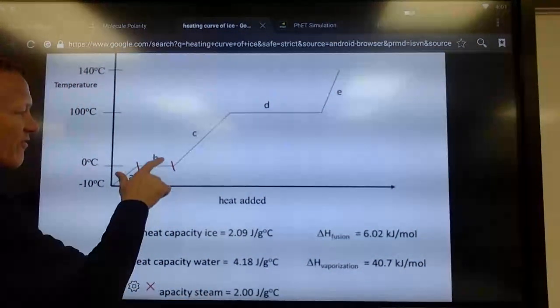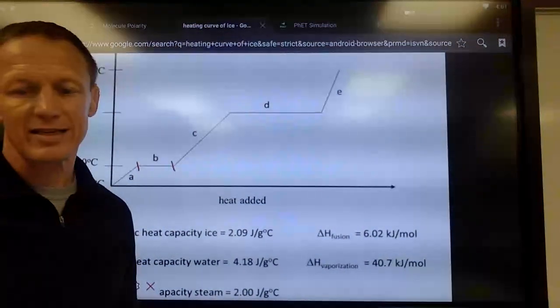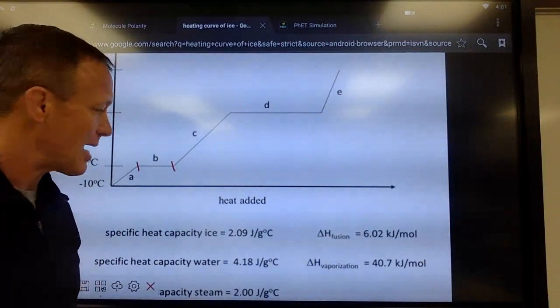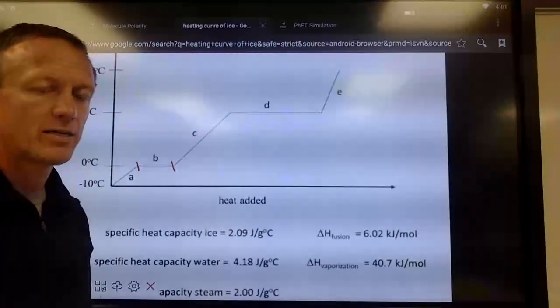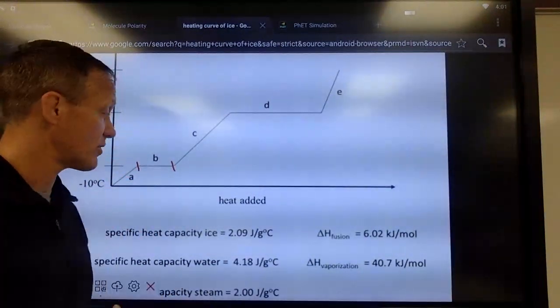So that's called the heat of fusion, the amount of heat it takes to make ice melt. And the heat of fusion for ice is 6 kilojoules per mole. I got to add in 6 kilojoules per mole of ice to make it melt. So if I got 2 moles of ice, it takes 12 kilojoules. I got 5 moles of ice, it takes 30 kilojoules of heat.